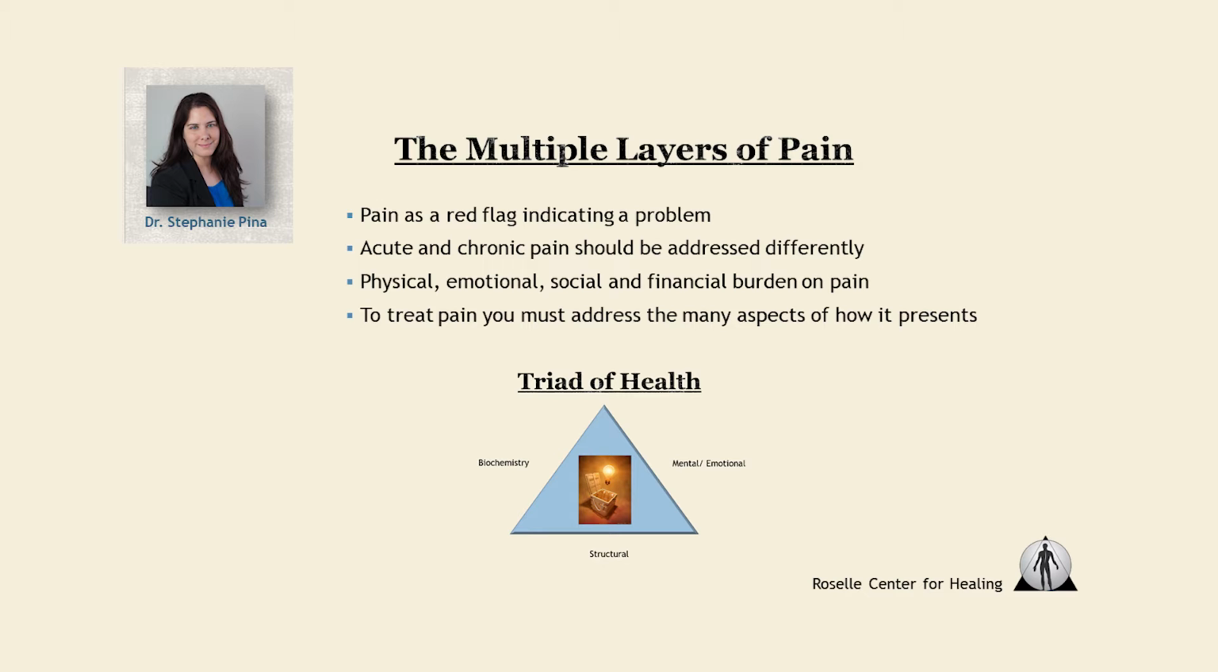In order to treat pain, you must address the many aspects of it and how it presents. This means taking a deeper investigation into how the body works and what is actually going on with the individual person that's in front of you. We do this at the Roselle Center for Healing by looking at the triad of health, which is essentially knowing that health in itself is related to basically biochemistry, structural, and emotional balance. With these 3 in place, basically we can help to treat chronic pain, acute pain, and a lot of other health issues.